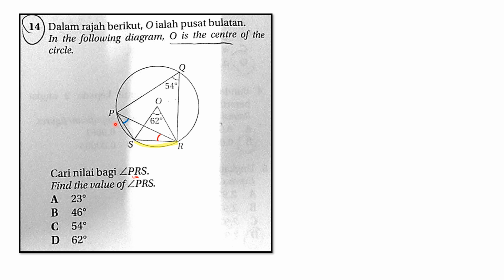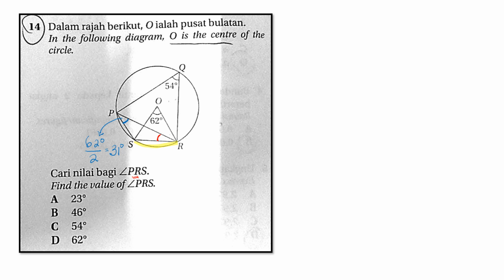So this means that this angle over here, I'm just going to write it down here, is half the size of 62 degrees. So we're going to take 62 and divide by 2. That means this angle is 31 degrees. Okay, so that's the first step.